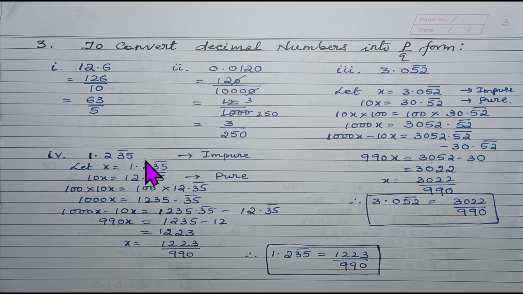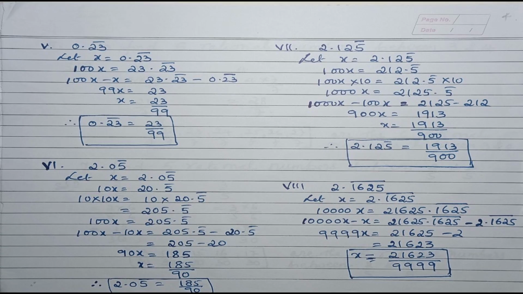So therefore first important step is converting it into pure form, that is making the decimal point before bar 35. So take towards the integer part. So that is the basic thing which you have to remember.